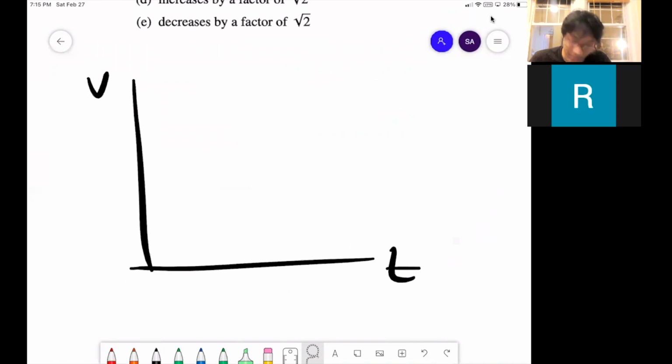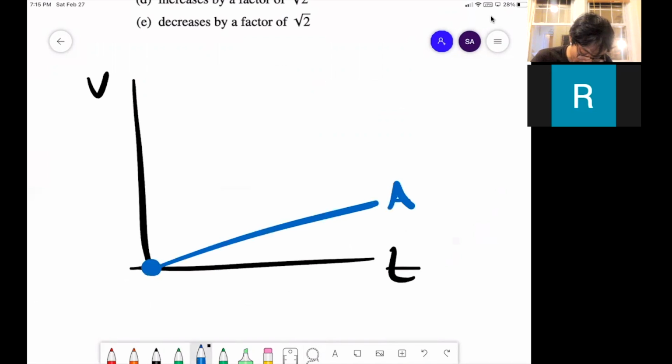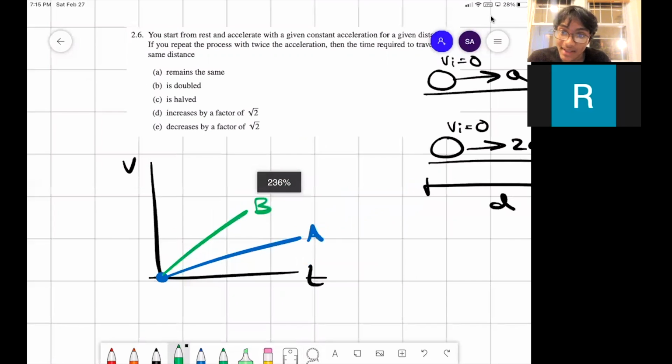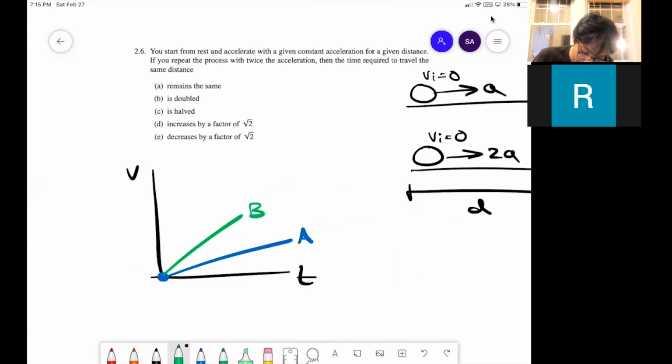So we know both of them start at an initial velocity of 0. So first guy has a graph like this. Second guy has twice the acceleration. So he has a graph like this. Now you might be thinking, why didn't I take the green graph as far as the blue one? Well, remember, since they're traveling the same distance, and the green one has twice the acceleration as the blue one, it stands to reason it would take less time for it to cover the same distance.